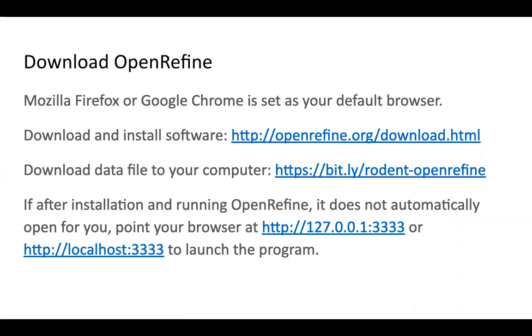So if you would like to follow along, here are some instructions, and I'll put them in the chat once more. You can download OpenRefine and download the data file to your computer. When you load OpenRefine, it should load in your browser. But if it does not automatically load, there are some handy links that you can use. I've also put those into the chat. So I hope you have already gotten set up so we can jump right in because we have quite a few things to cover.